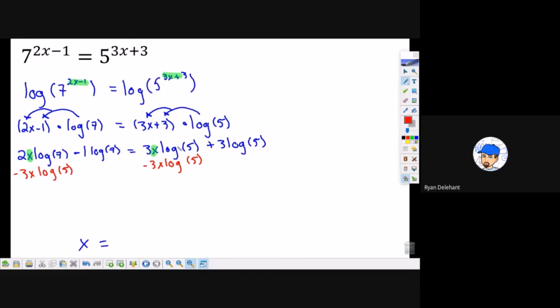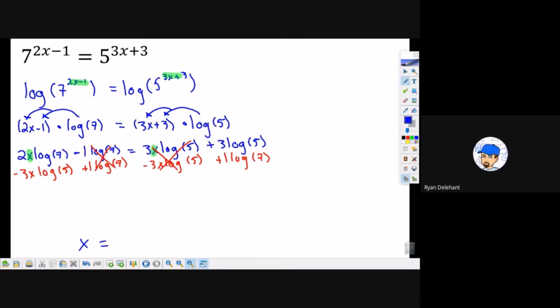Because I don't want it over here, I want it on the left side. And so it'll cancel there. Now I don't want this over here either. I want it over here, because remember, I want to get x by itself, so anything that doesn't have an x in it, I want to get it to the right side of the equation. So I'm going to add this to the other side so it cancels. And let's look at what we have left.